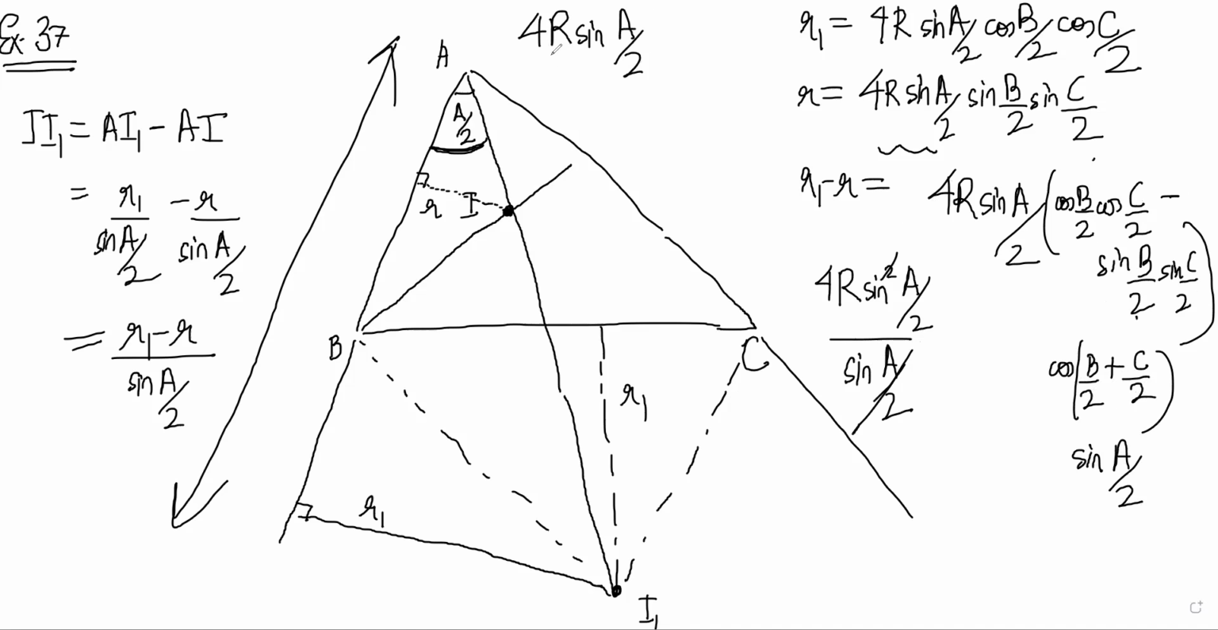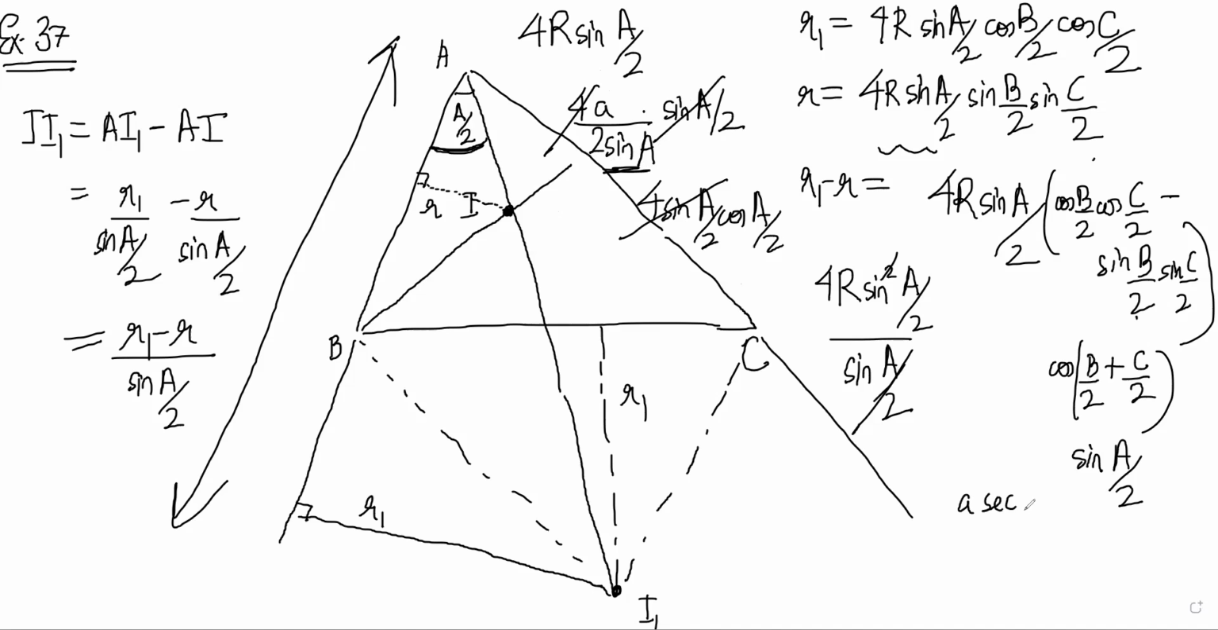And now again, use the sine rule to write this as 4 times a by 2 sine A, right? 4 a by 2 sine A by 2, and this is 4 sine A by 2 cos A by 2, right? 4 sine A by 2 gets cancelled, a by cos A by 2, which is a sec A by 2, is I1, correct? So then I guess similarly the other ones too.